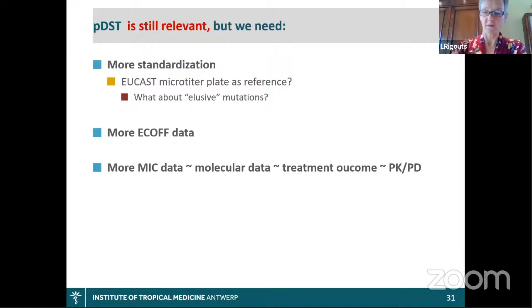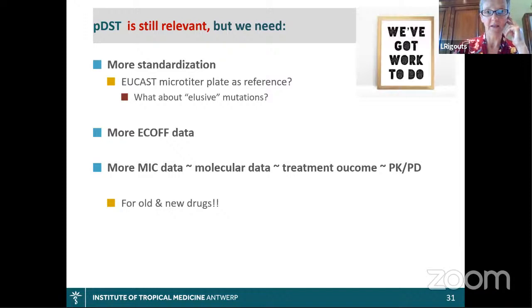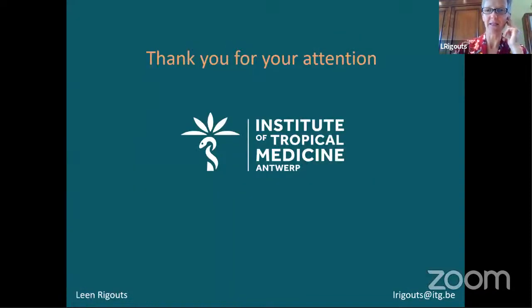And what is also needed is more MIC data that can be linked to molecular data, to treatment outcome data, and to PK/PD data, because that's how critical concentrations and potentially clinical breakpoints should be defined. And we need this for the new drugs, for the repurposed drugs, but also still for some of the old drugs where we are still puzzling about the significance of molecular data. And I think we've still got work to do, and I thank you for your attention.